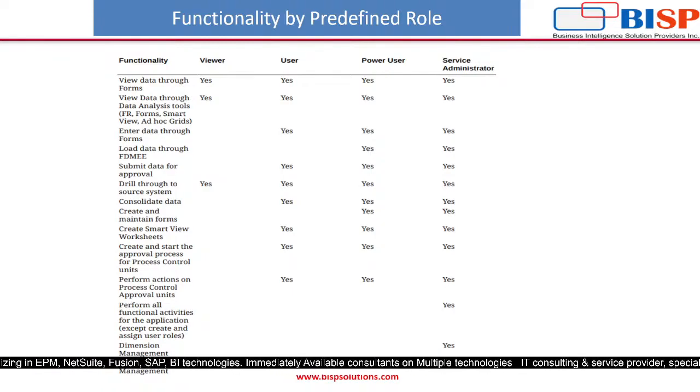So the dimension management is the sole responsibility of the service administrator. Member formula is also the sole responsibility of the service administrator, and performing all the functional activities is solely performed by the service administrator, but he cannot create and assign the user role. This will be performed by the main administrator. So there is a main administrator and there is a service administrator. The main administrator, which is assigned at the time of creation of the application, will be able to assign all these four roles, namely viewer, user, power user and service administrator, to different individuals in the organization.